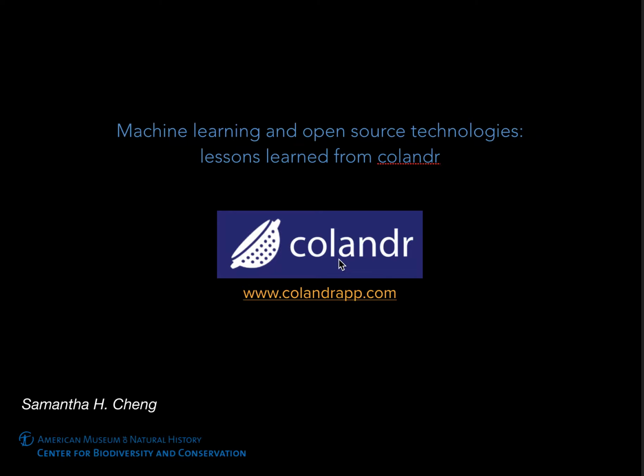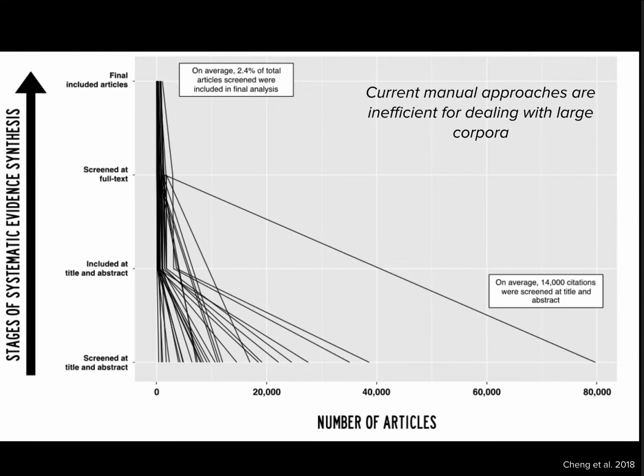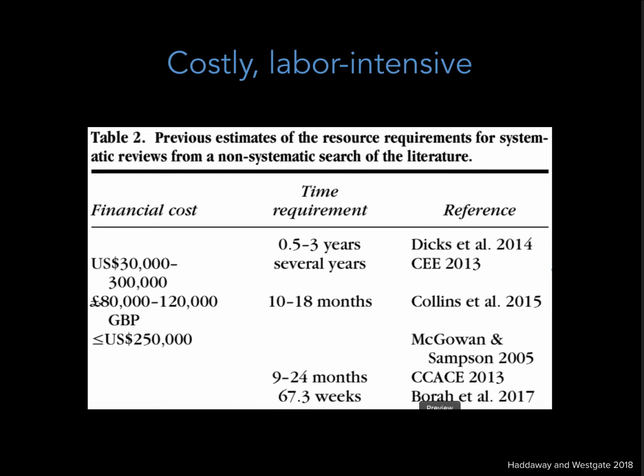Currently researchers depend on manual approaches for sifting through the piles of information and documents that we look through for conducting evidence synthesis. Unfortunately, many of these approaches are quite inefficient. The authors of systematic maps and reviews in environmental topics within the Journal of Environmental Evidence are reading on average 14,000 citations to search for what they need, ultimately only including about 2.4% of what they examined. So not only is this manual process inefficient, it's also quite labor intensive.